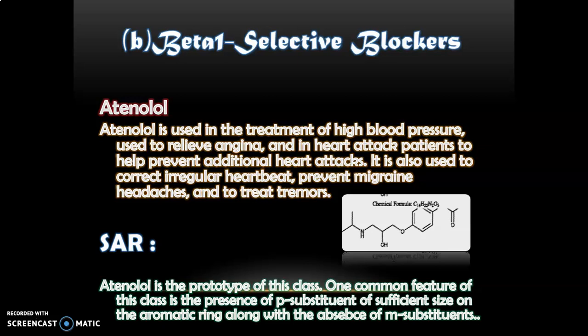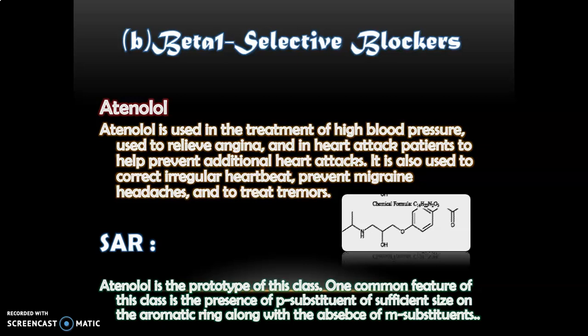The second class of the beta blockers is the beta selective blockers. Example atenolol. Atenolol is used in the treatment of high blood pressure, used to relieve angina, and in heart attack patients to help prevent additional heart attacks. It is also used to correct irregular heartbeat, prevent migraine headaches, and to treat tremors.